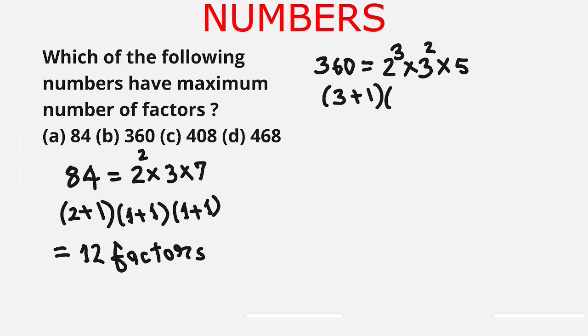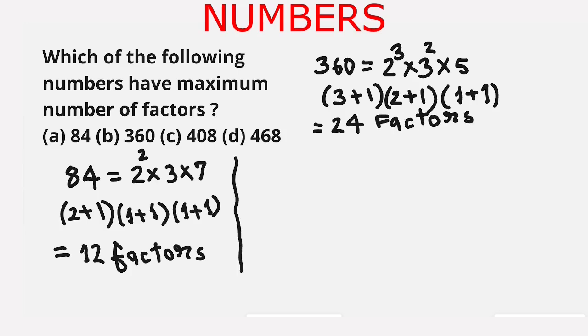Power of 3 is 2, so we add 2 plus 1. And power of 5 is 1, so it is 1 plus 1. 3 plus 1 is 4, 2 plus 1 is 3 and 1 plus 1 is 2. So it is 4 multiplied by 3 multiplied by 2. 4 times 3 is 12 and 12 times 2 is 24. So 360 has 24 factors.